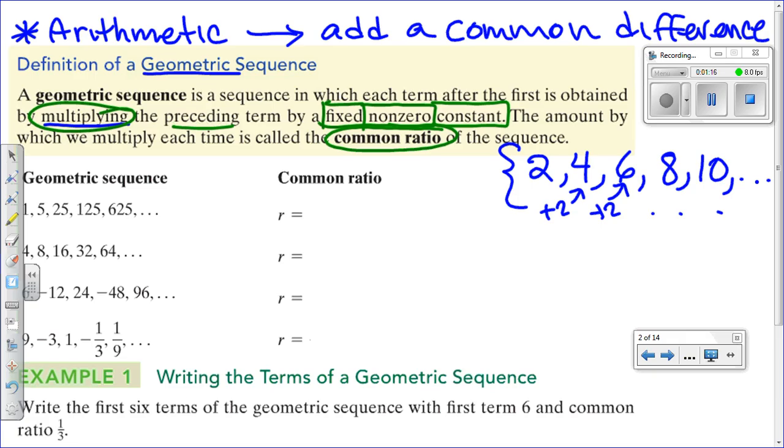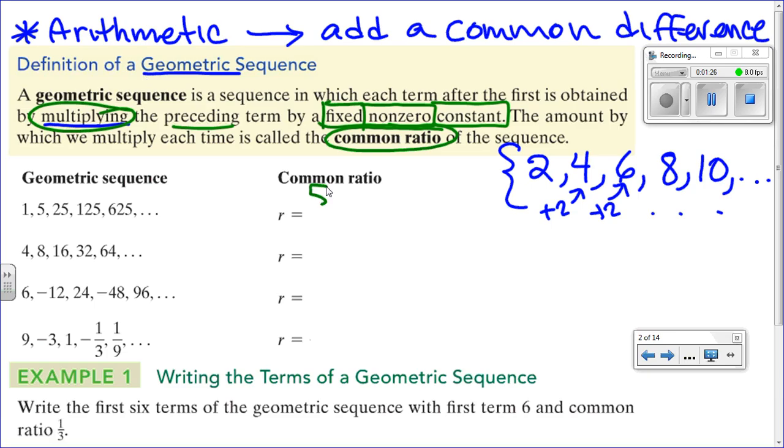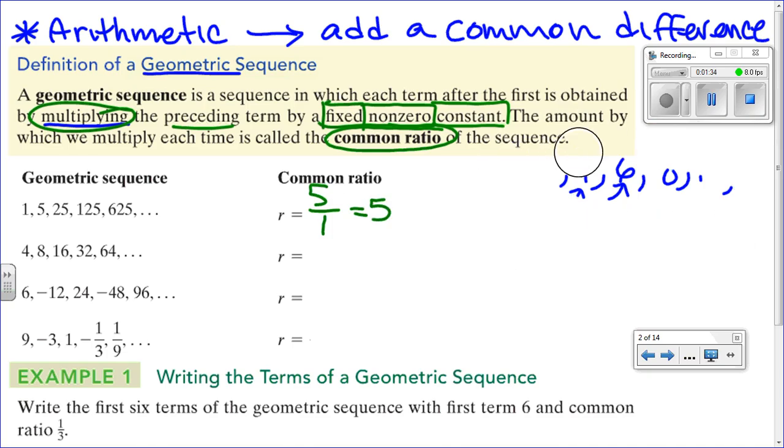So to determine the common ratio, what you will do is divide. For example, if you divide the second term by the first one, you will get that the common ratio is 5. Now, it will be a good idea just to review, actually, the sequence that I had here.